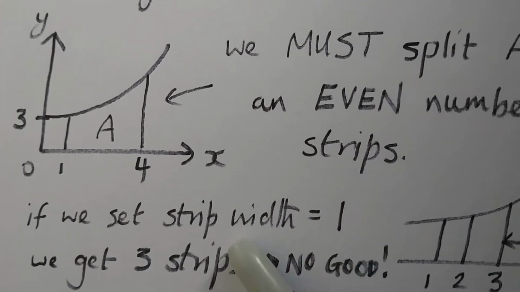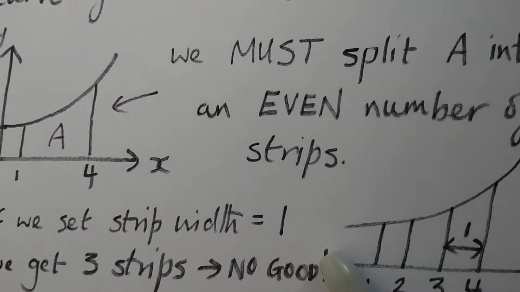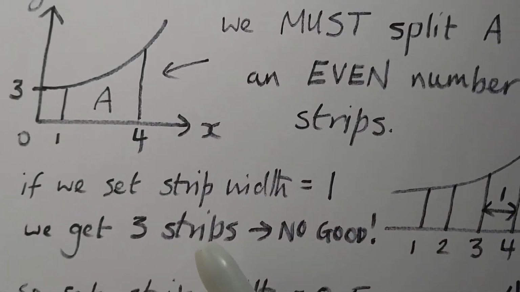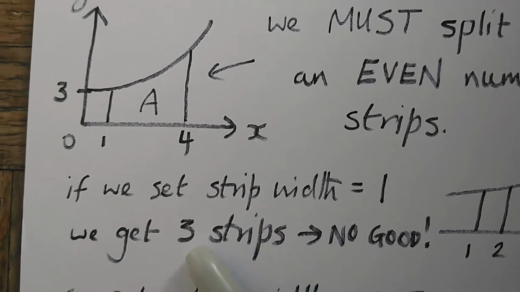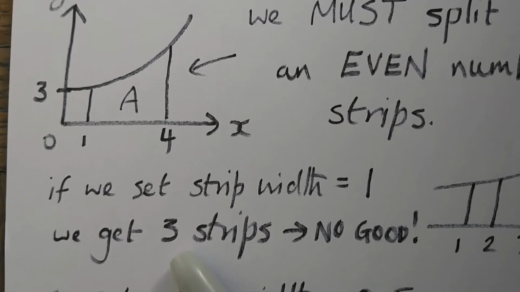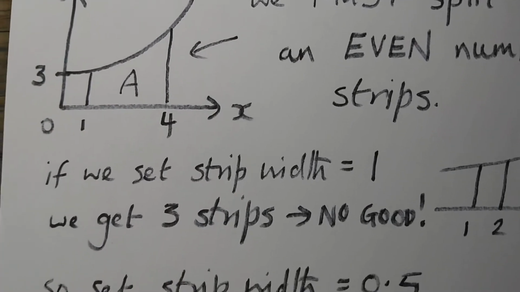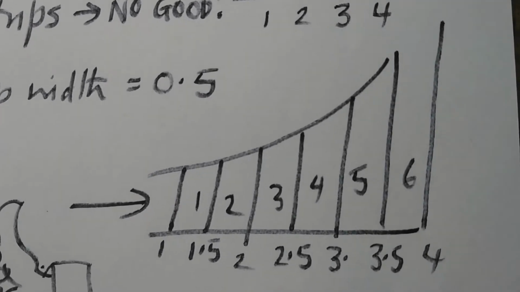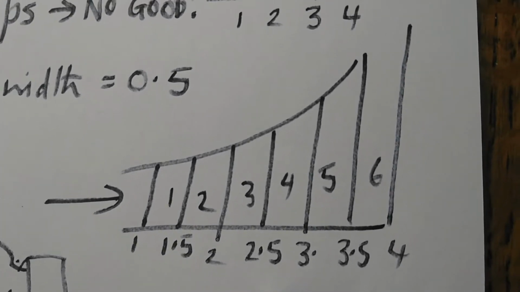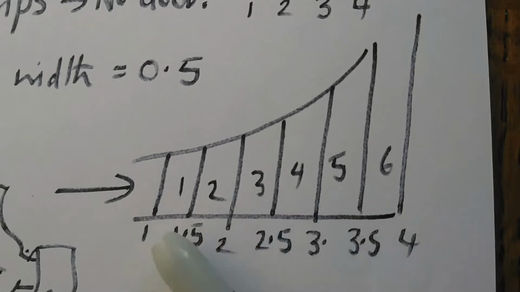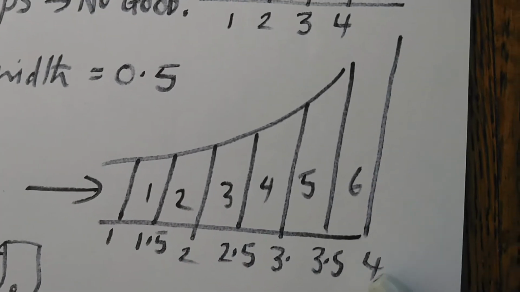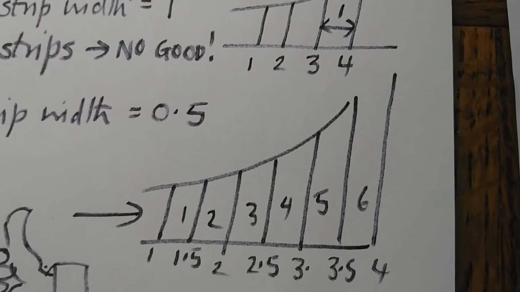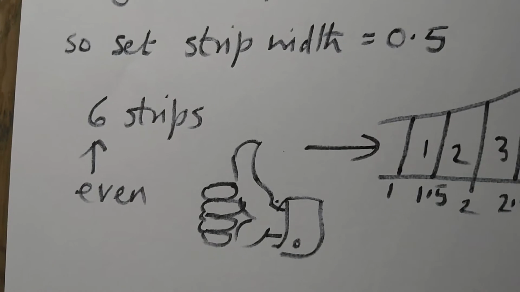So for example, if we set the strip width equal to 1, then we get 1, 2, 3 strips. That's no good because 3 is obviously an odd number, so that will not work for Simpson's rule. So let's try setting the strip width to 0.5. Now we get 6 strips. We've still gone from 1 to 4 on the x-axis, but now we have 6 strips. 6 is an even number, so that's good.